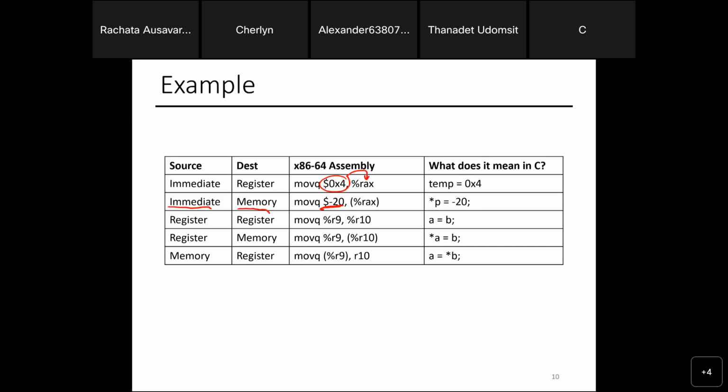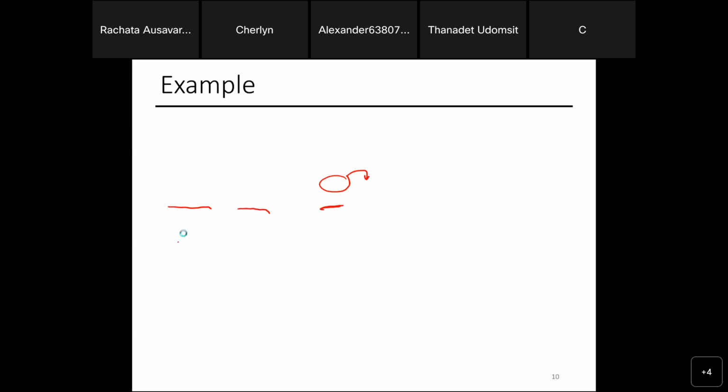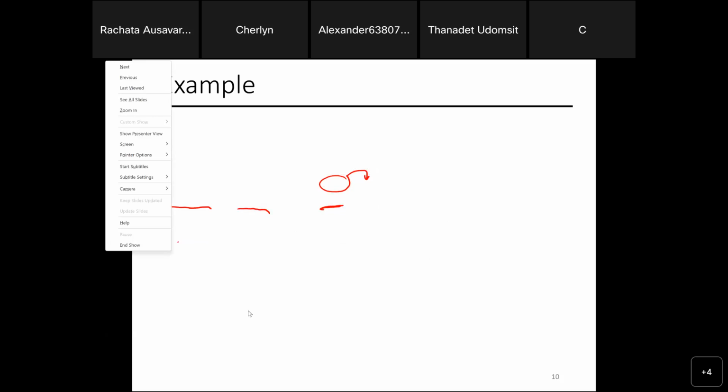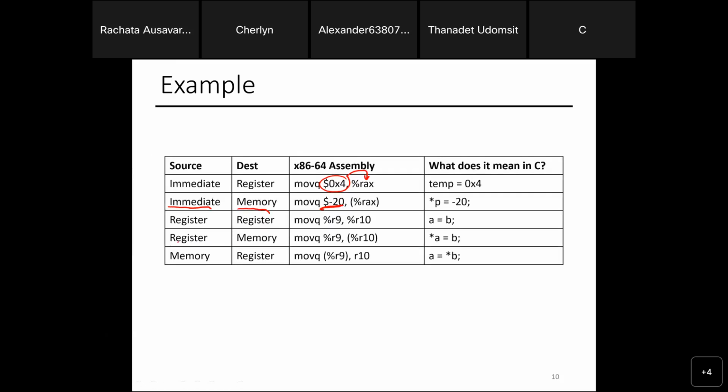In C, this is the same as I do store P equal -20 because P points to an address, right? The third one is the simplest. I want to move from one register to another. It's like A equals B. The next one is register to the memory. It means that I want to move the value here into this address.